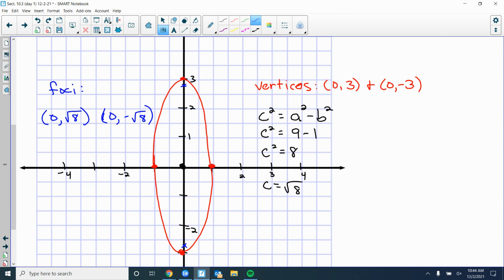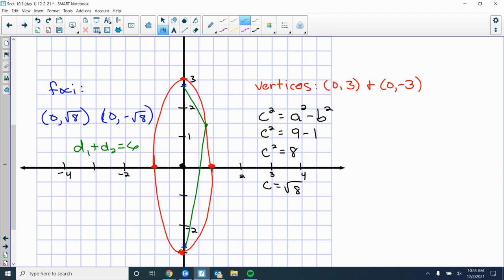2 vertices, 2 foci. What do the 2 values have to add up to? Like any point on here. If I pick a point on here and I draw, that's my D1. That's my D2. What does D1 plus D2 have to equal for this case here? Marissa? 6. Yes, 6, because that is 2a and it is also whatever the major axis is. So D1 plus D2 has to equal 6.